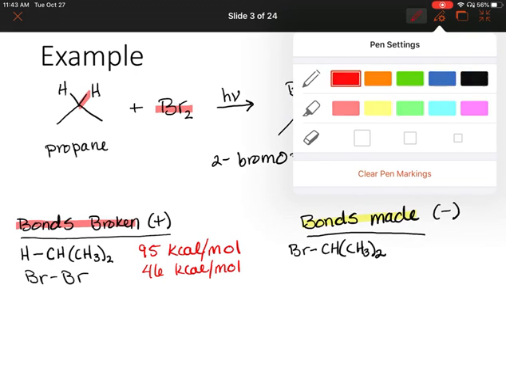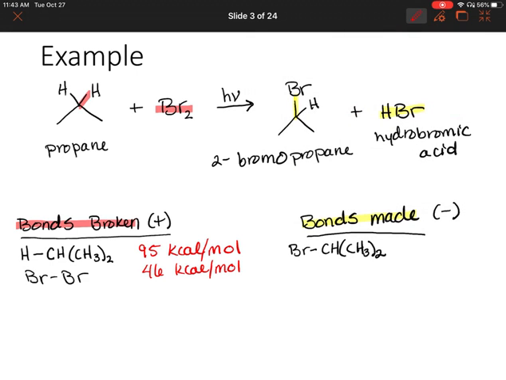And the energy for that can be found in the third column of table 6.1 as well, kind of towards the top. So that energy is 68 kilocalories per mole. And again, that will be negative 68 kilocalories per mole because we're going to release energy when we make that bond.